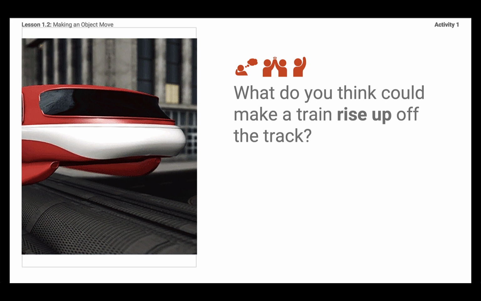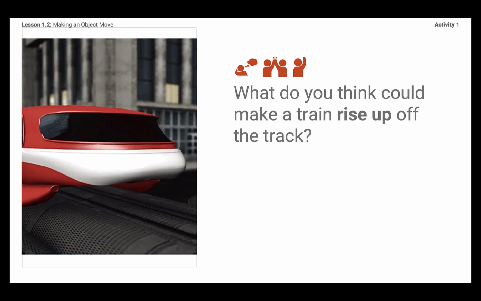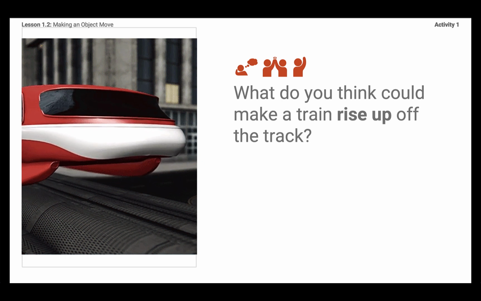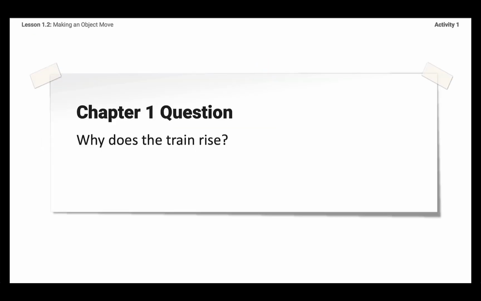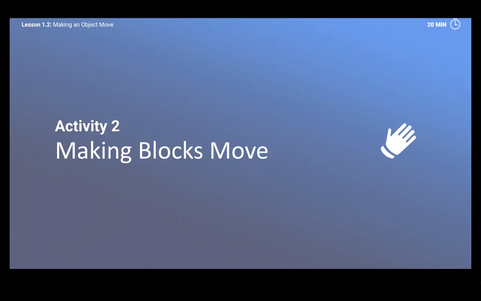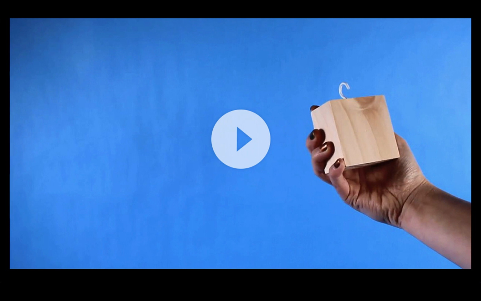Now your students are going to come up with all sorts of ideas, Harry Potter, magic, helium, and we're not going to say no to any of those. We're going to collect those and say, you know what, we're going to have to find evidence to support those claims. And then we're going to introduce the chapter question. Why does the train rise? What is making that train rise? And so we're going to just figure out how things move initially by doing a making blocks move experiment.